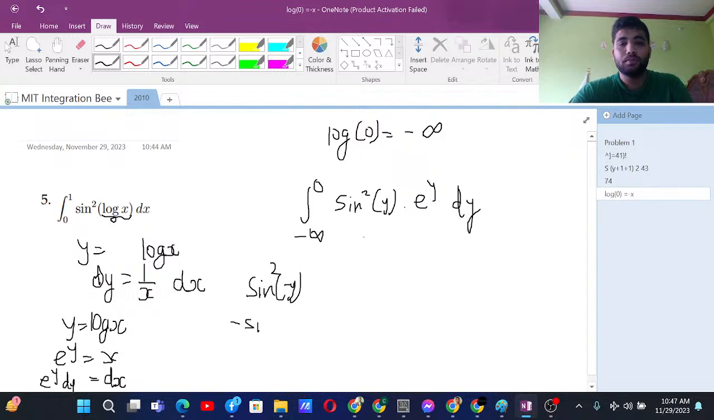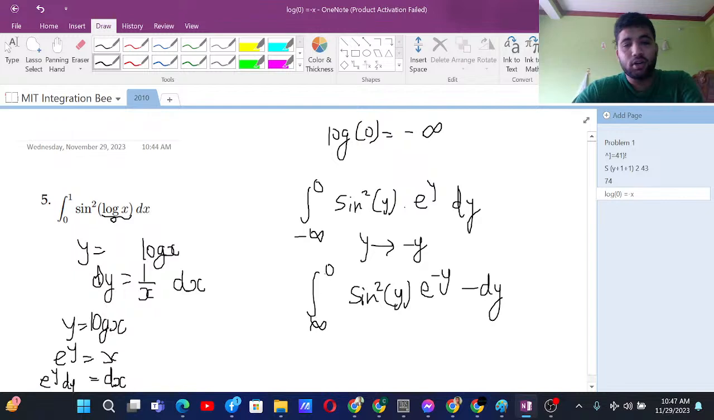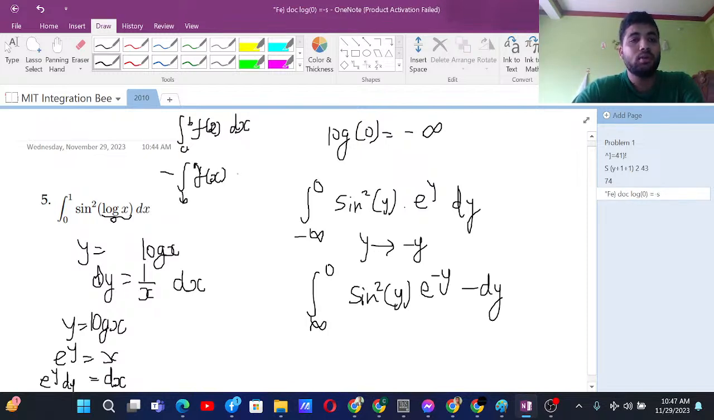Now I'm going to replace y by minus y, and that changes the limits from infinity to 0, and sine square of minus y will just be sine square y, as I showed right now, and we get e to the power minus y, and this will be minus dy. So this minus will change the order of the limits. Basically, if we have the integral from a to b of f of x dx, and if we extract a minus sign from this, we will have the integral from b to a. So we will use this property now.